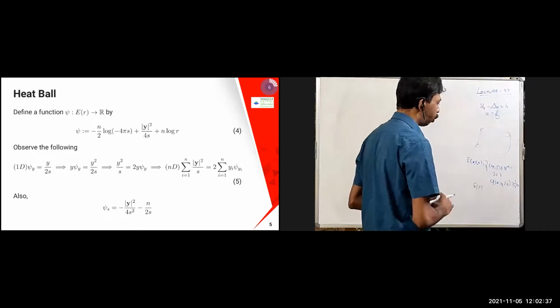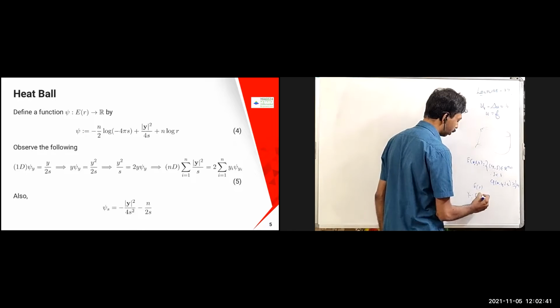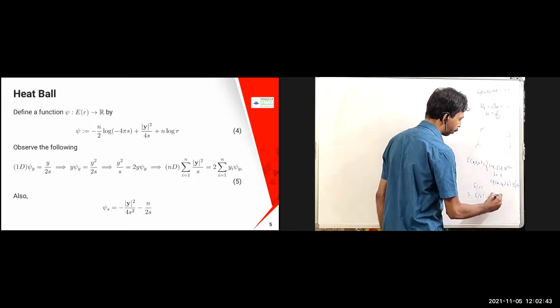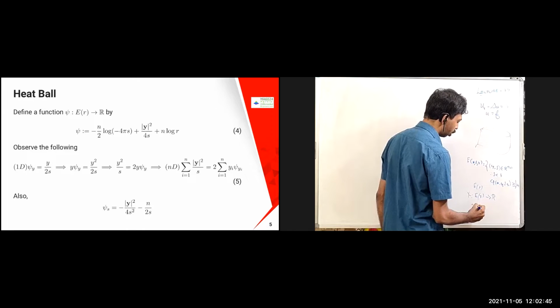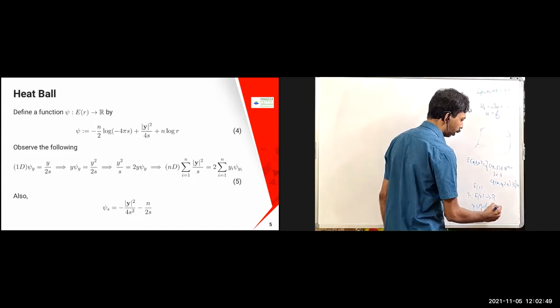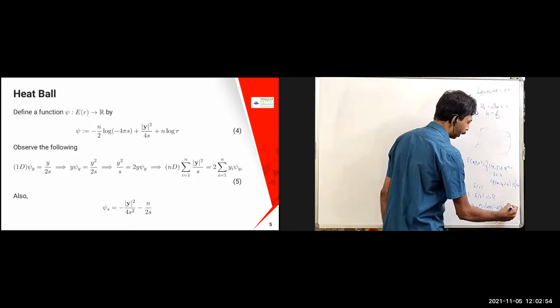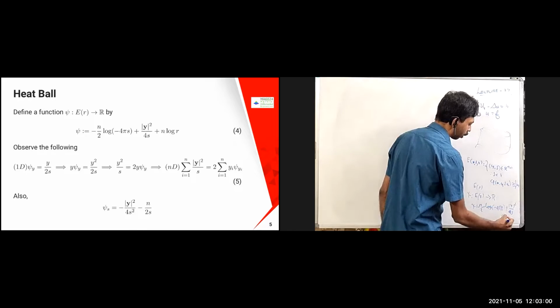And we have defined one function called psi, which is a function from E(r) to R, by this way: psi equals n by 2 minus n by 2 log of minus 4 pi s plus mod y squared by 4s plus n log r. This we have defined.